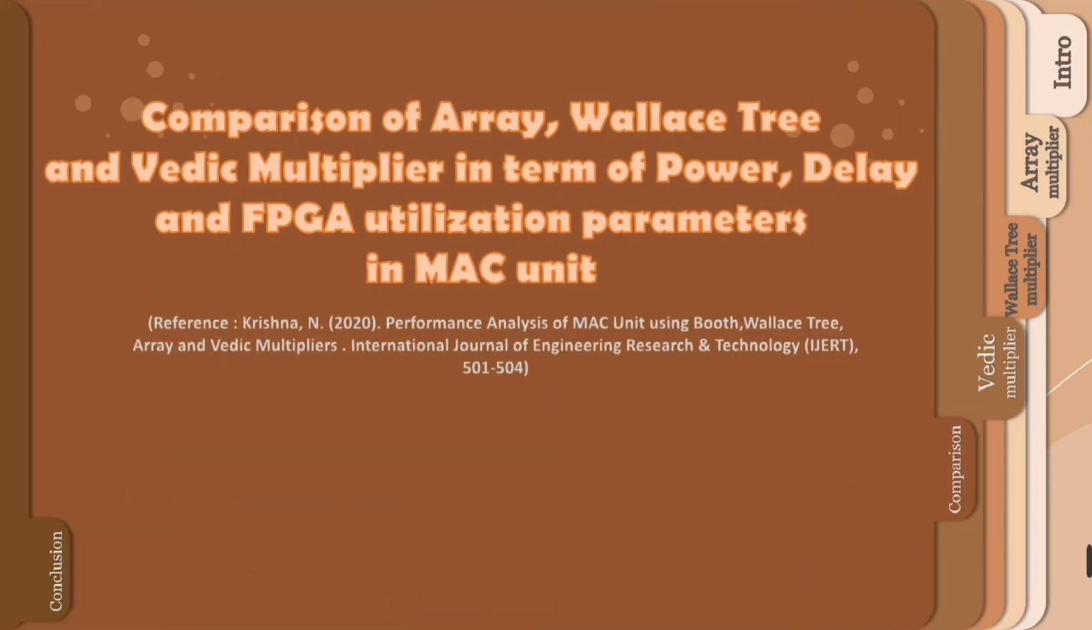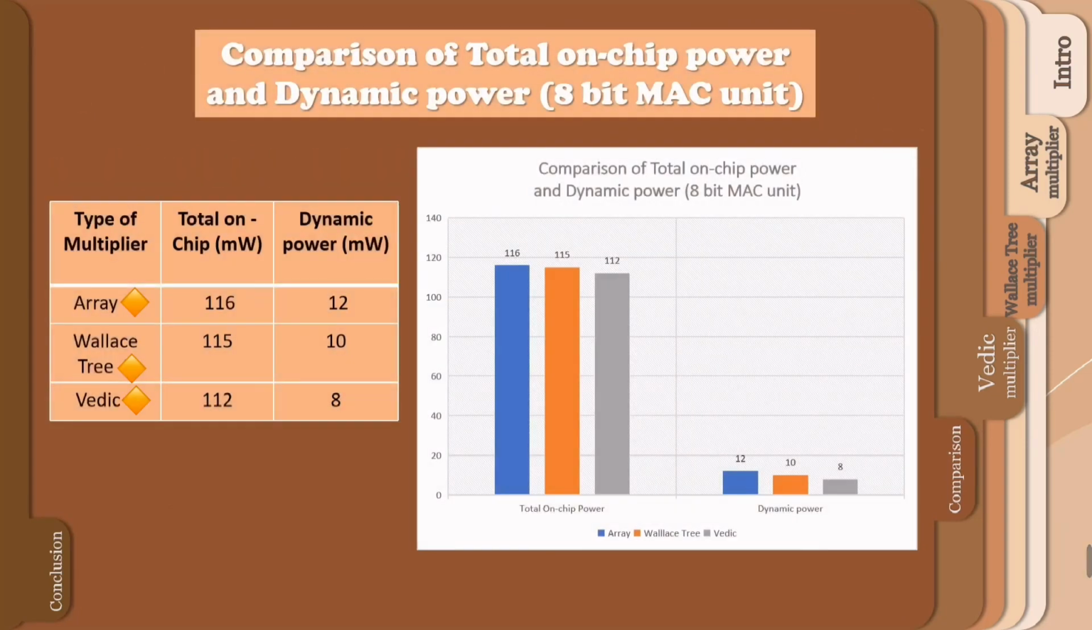Next is the comparison of array, Wallace tree and Vedic multiplier in terms of power, delay and FPGA utilization parameters in MAC unit. This is the comparison of total on-chip power and dynamic power in an 8-bit MAC unit. It can be seen from the table that the static power consumption remains fairly the same for all the designs. It can be understood that the MAC unit design using Vedic multiplier consumes the least power. It is closely followed by Wallace multiplier and array multiplier, but array multiplier consumes more power than the others.